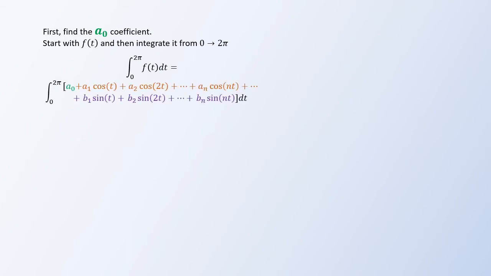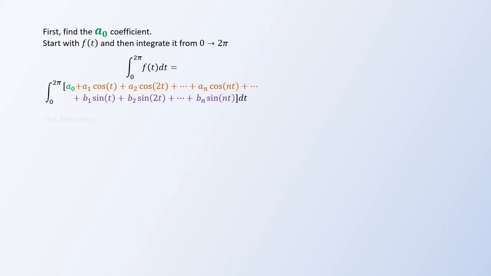So let's first find the a0 coefficient, that constant term out in front. To do that, we're going to take that whole expression and integrate it from 0 to 2 pi. Wow, that sounds like a lot of work, but you're going to see something very interesting here. So we take the integral of f(t) dt from 0 to 2 pi, and we integrate that whole mess there. Now, how the heck do you do that?